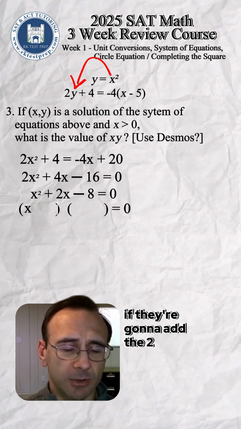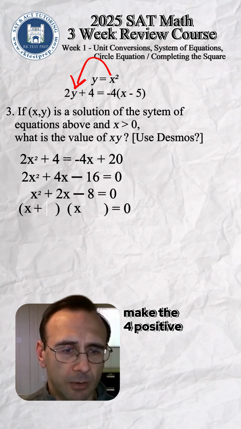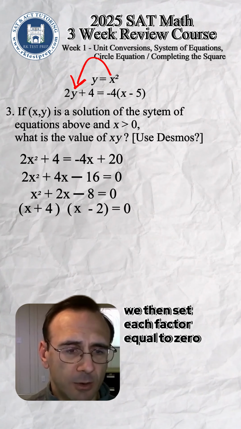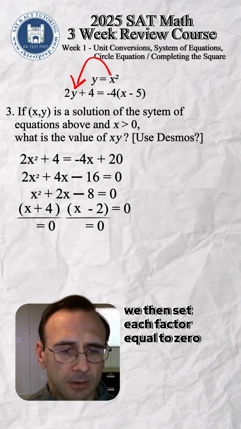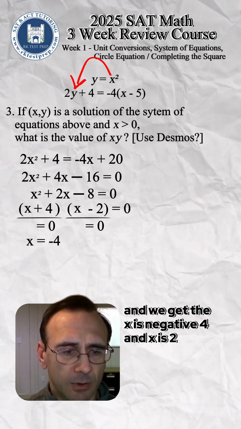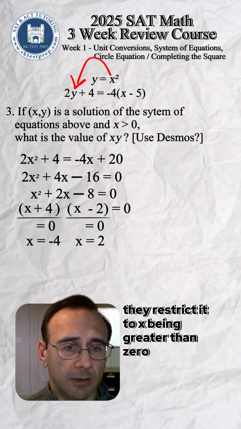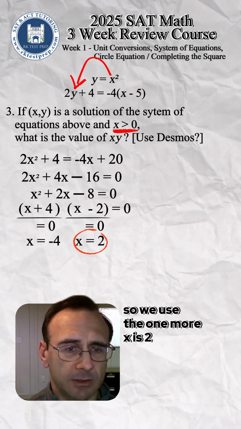If they're going to add to 2, they need to be 2 away from each other. So 4 and 2, we make the 4 positive, the 2 negative. That checks out. We then set each factor equal to 0, and we get that x is -4 and x is 2. They restrict it to x being greater than 0, so we use the one where x is 2.